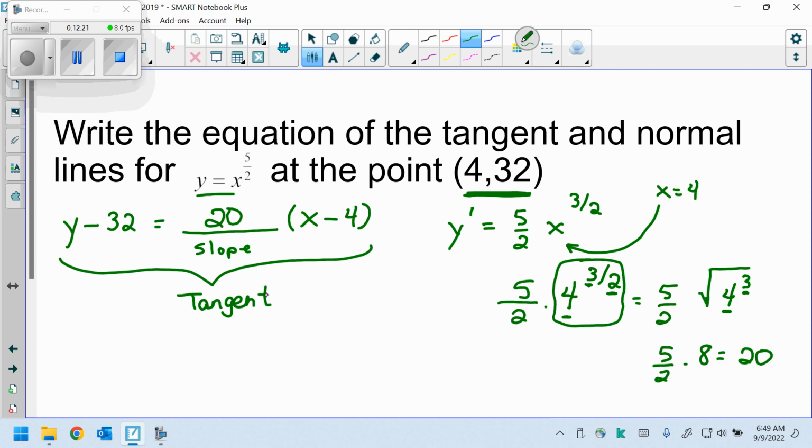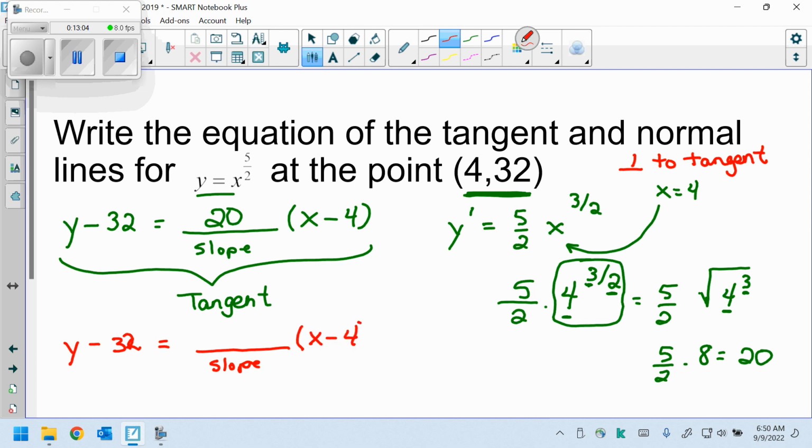Now, what the heck is this normal line? Well, realize what a normal line means. A normal line means perpendicular to the tangent. So I have the tangent line, I just have to write the equation of something perpendicular to it. And so I'm going to write this the exact same way. I'm going to say y minus 32, because it is still going through the point 4, 32. We're still going to need a slope number, and multiply by x minus 4.